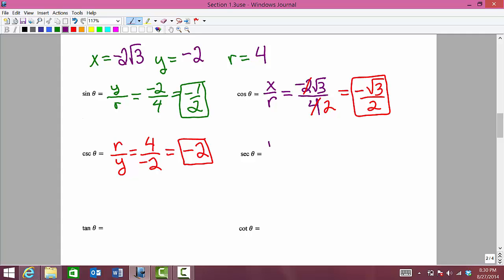Secant is the reciprocal, so that would be r divided by x. R is 4, x is negative 2 square root of 3. And once again we can reduce this. 4 and 2 have something in common. They're both outside of the radical. So we have 2 divided by negative square root of 3. We can think about that negative as really being out front. Let's just go ahead and push that out front of our fraction.